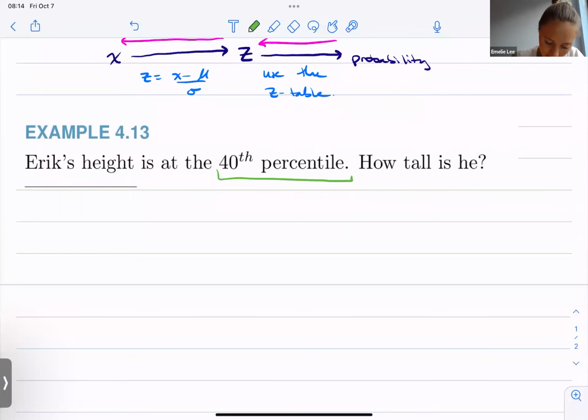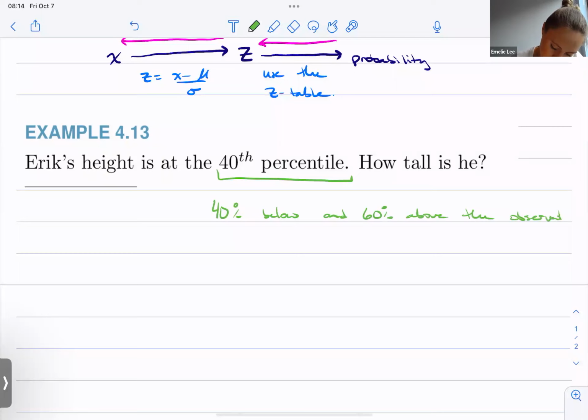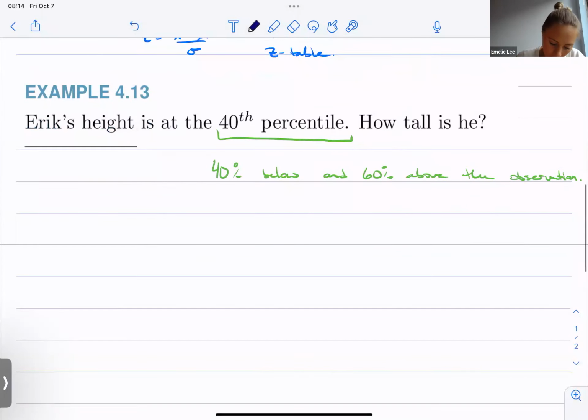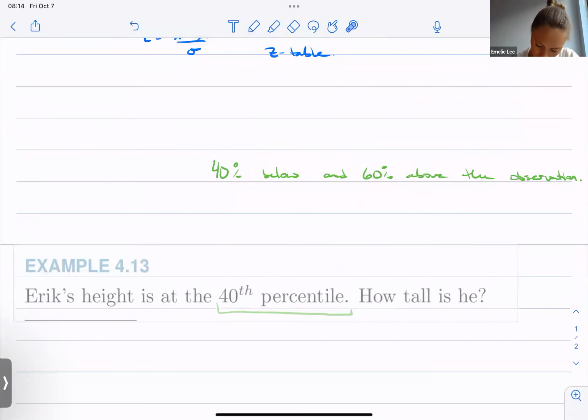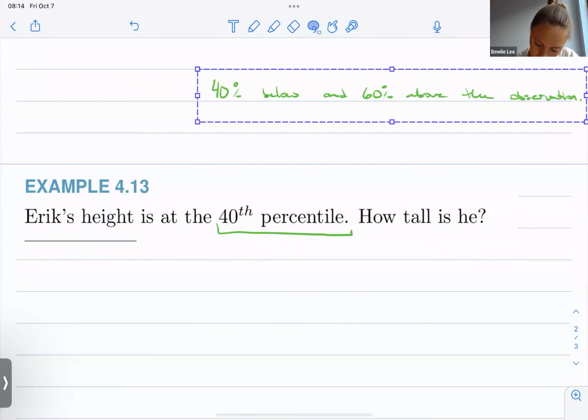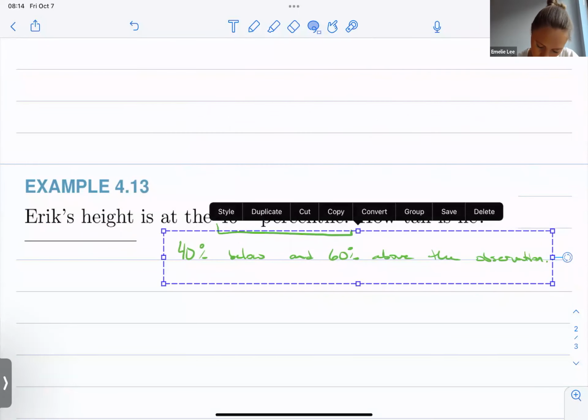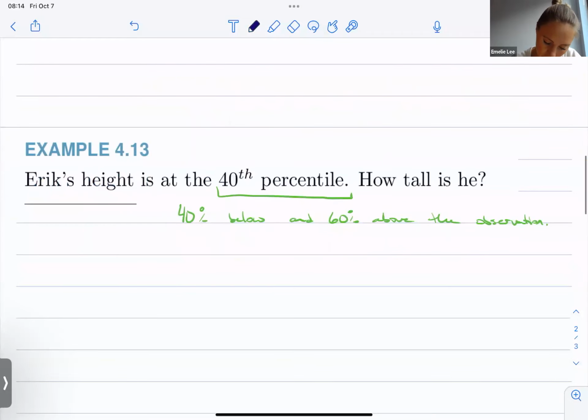So the 40th percentile means that there's 40% below and 60% above the observation. We need to remind ourselves what a percentile is. I've got this page break here, so maybe I'll put it on the same page. I'm just going to scoot this down here. There, that's better.